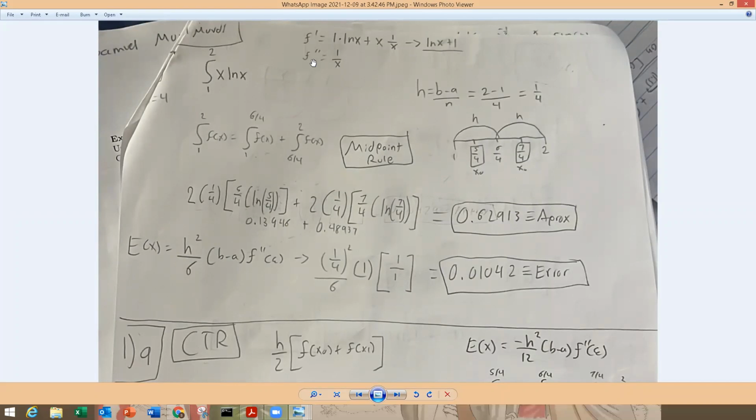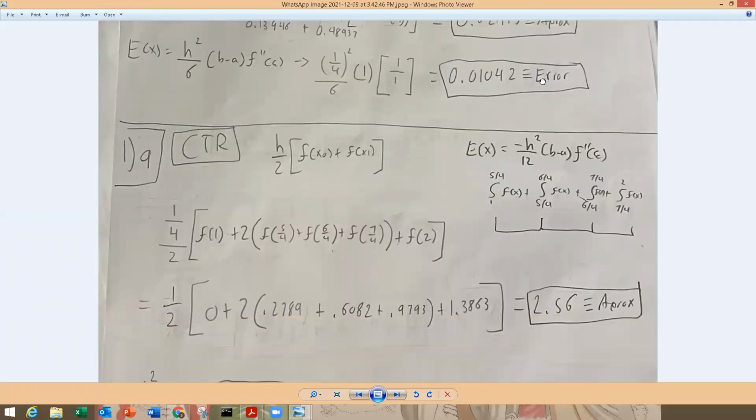Then I get the second derivative, which is just 1 over x. And then when I plug in the 1 over 4h and then over 6 times 1. And then when you plug in 1, just to make this as large as possible, you get this error, 0.01.